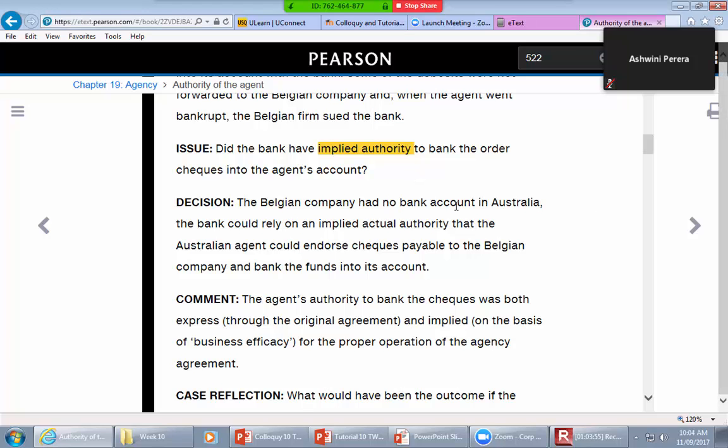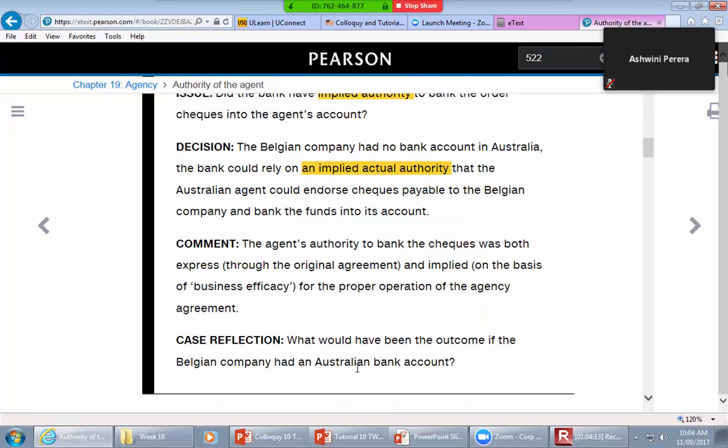They said the Belgian company had no bank account in Australia, so the bank could rely on an implied actual authority, that the Australian agent could endorse checks payable to the Belgian company and bank the funds into its account. This is 1967 again. How is that going to change in 2017? Do you think the Belgian company would have a bank account in Australia? Yes, because you can set them up so much easier over the internet. And you can have banks setting up branches overseas. So their bank in Belgium might in fact have a branch or some sort of an arrangement with one of the banks in Australia.